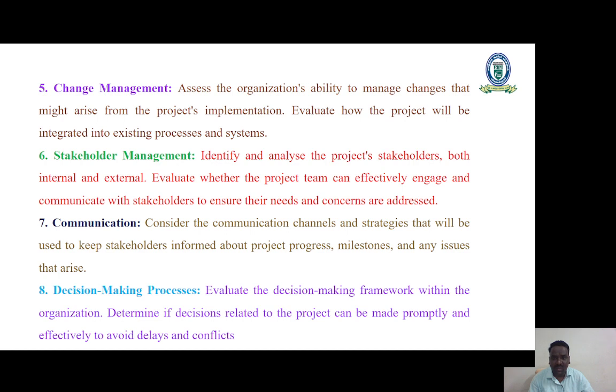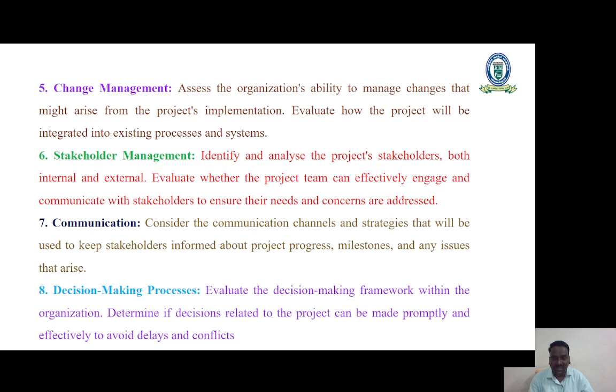Sixth, stakeholder management. Identify and analyze the project stakeholders, both internal and external. Evaluate whether the project team can effectively engage and communicate with stakeholders to ensure their needs and concerns are addressed. Communication. Consider the communication channels and strategies that will be used to keep stakeholders informed about project progress, milestones, and any issues that arise.